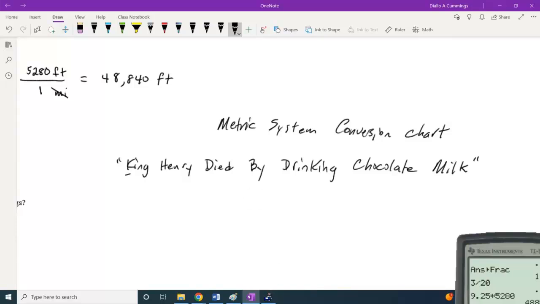Here's what it alludes to. The K is for kilo, and kilo is a unit of measure for the metric system. The H is for hecto. The D in died is for deca.